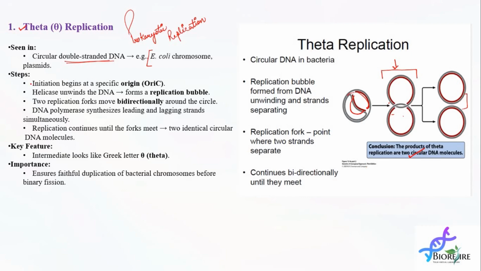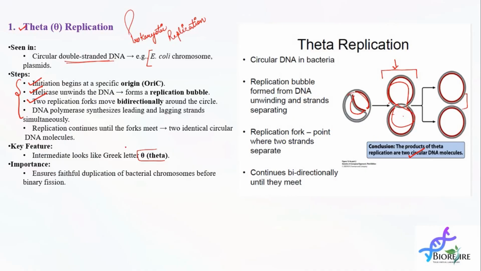It will initiate at the ORI region. Helicase will bind, and replication is bidirectional. Then DNA polymerase will bind, the leading strand and lagging strand will form, and DNA will replicate. We will discuss the detailed procedure in our incoming slides. A special feature is that the intermediate looks like the Greek letter theta.